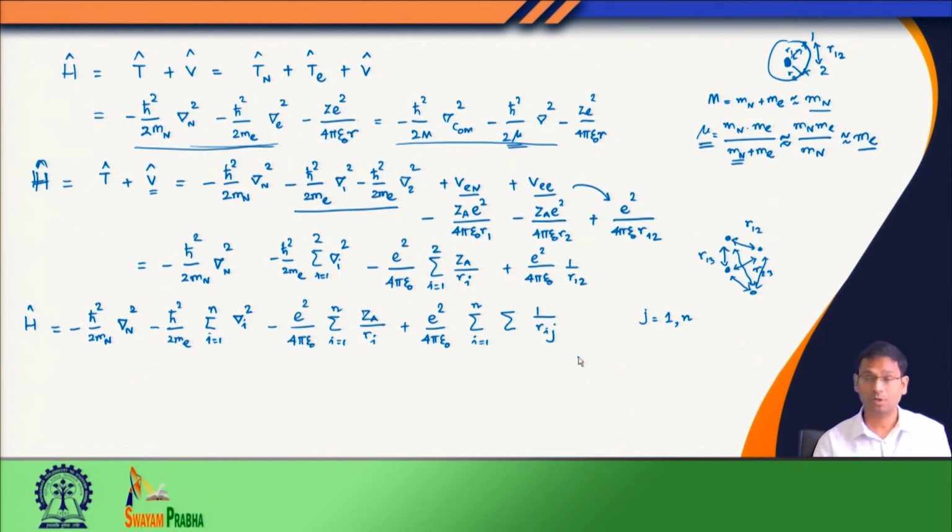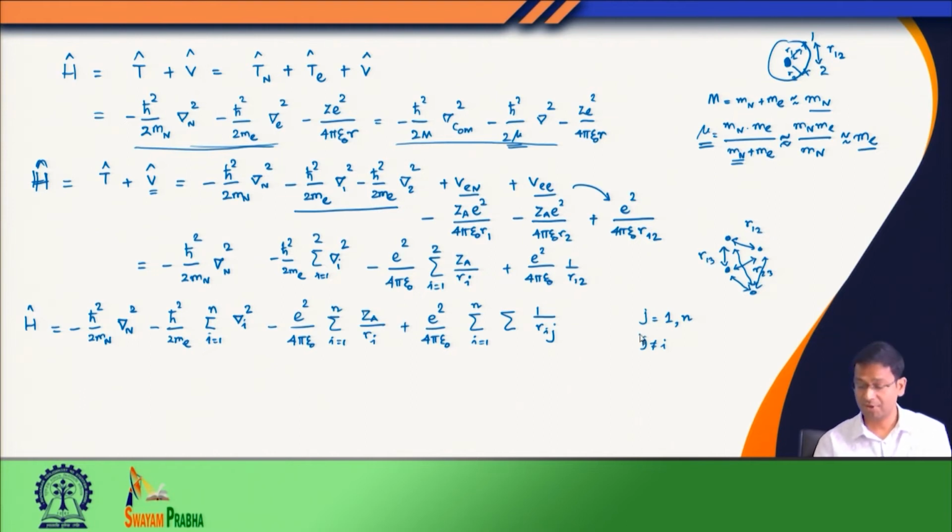When i is equal to j, that means I am talking about the electron's repulsion with itself. We do not want to have such a term there, because in that case the R becomes 0 and then the term explodes. So I have to forbid j from becoming i. That is one problem that I must take care of.